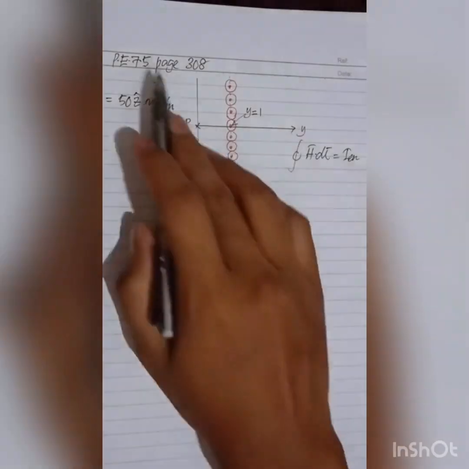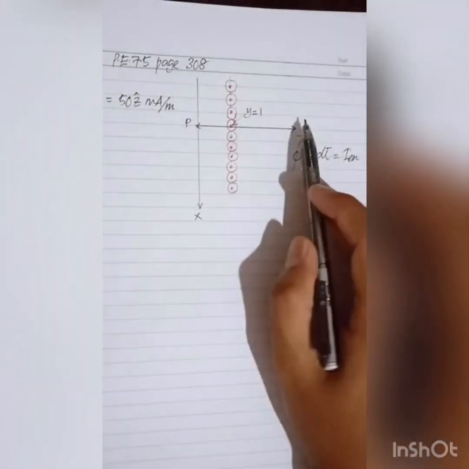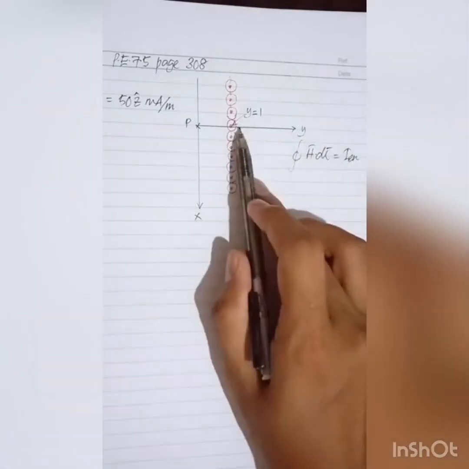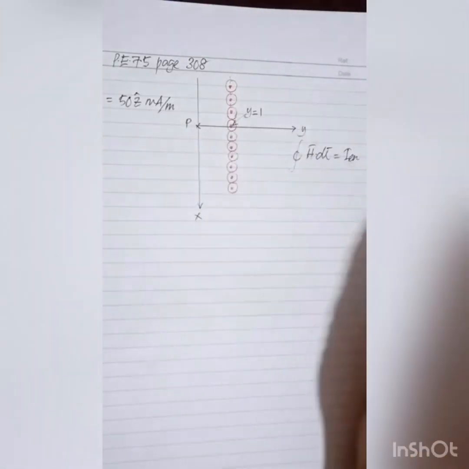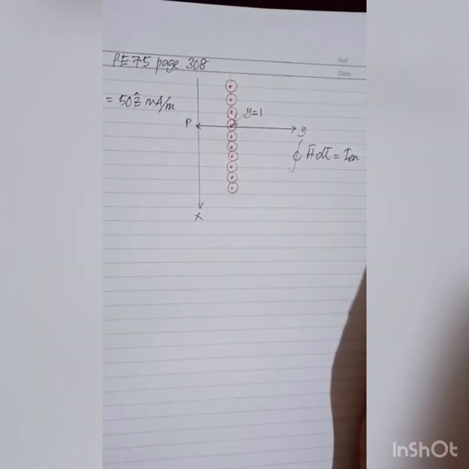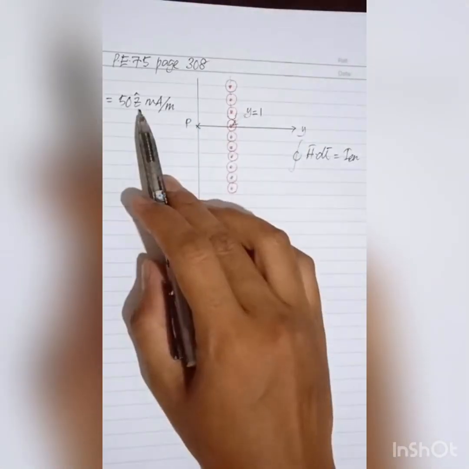Okay, let's look at the next example given in the page. Given on page 308, exercise 7.5, we are given an infinite surface current which positions at plane y equal to 1, and now the surface current has 50 milliampere per meter, and it is pointing out in positive z direction.